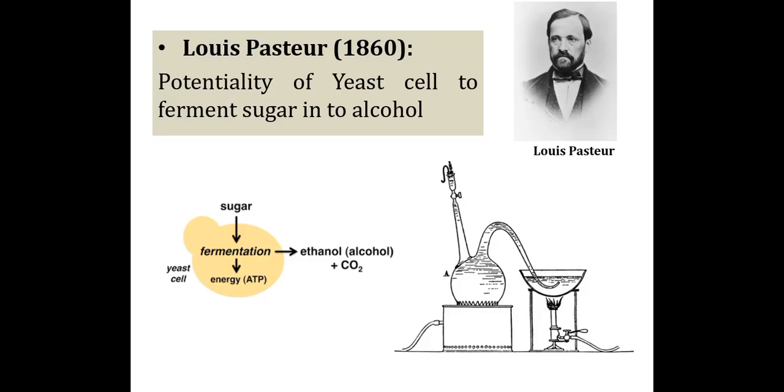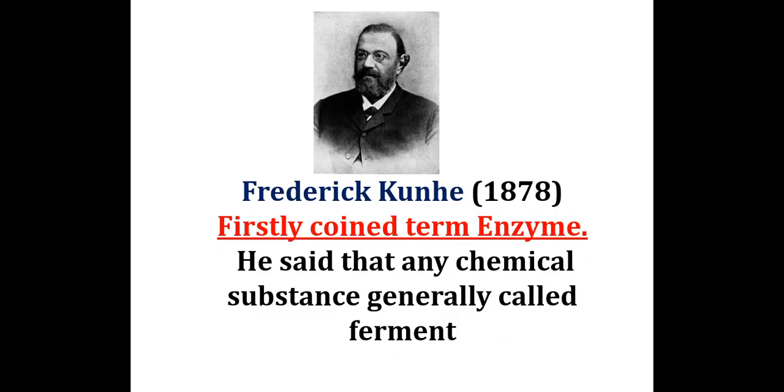The scientist Louis Pasteur recognized the potentiality of yeast cells to ferment sugar into alcohol. Louis Pasteur used a long neck flask for the fermentation process. The scientist Frederick Kuhne first coined the term enzyme. This is very important: scientist Kuhne first coined the term enzyme. He said it was any chemical substance generally called a ferment.